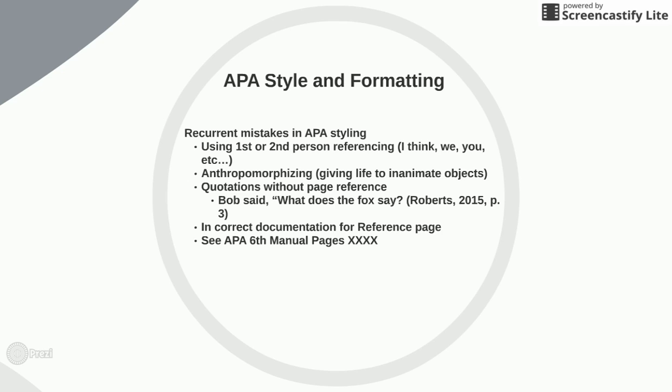Another thing that I see often is incorrect documentation of your reference page. And that's exactly what it is. It's a reference page. It's not a citations page or a works cited page. It is a reference page. And within that page, you should have a hanging indent and single space within a particular reference and double space between references. For more information on that, see the APA 6 manual, section 7.